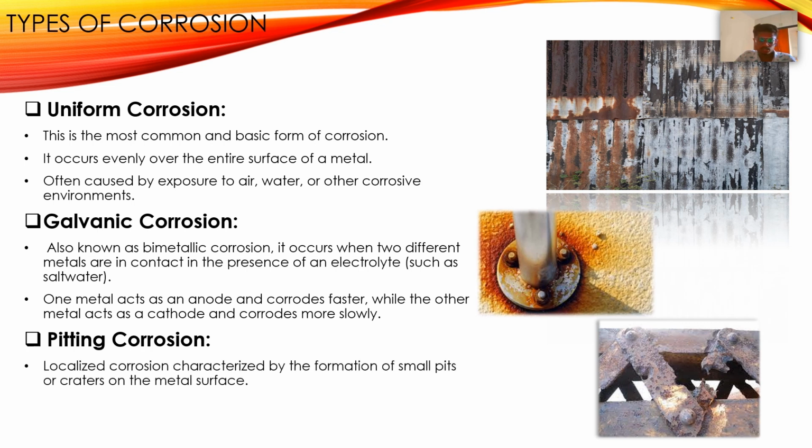Third one, pitting corrosion. It is localized corrosion characterized by the formation of small pits or craters on the metal surface. It can be more destructive than uniform corrosion because it creates deep holes.